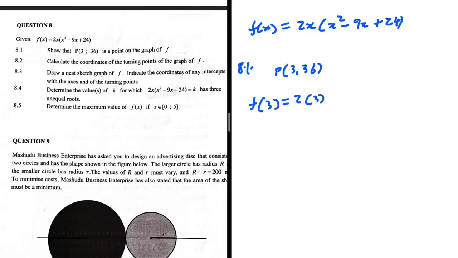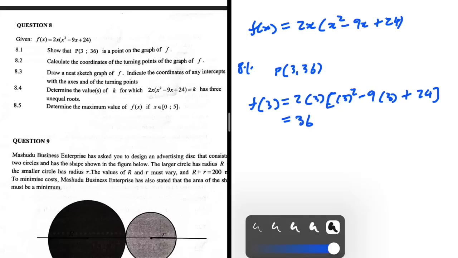So we're trying to show that x equals 3 and y equals 36 is a point on that function. So we substitute 3 in place of x: 2 multiplied by 3, times (3 squared minus 9 multiplied by 3 plus 24). Let me put that in my calculator. I have 6 multiplied by (9 minus 27 plus 24), and that is 36. So indeed, P is a point on this function.